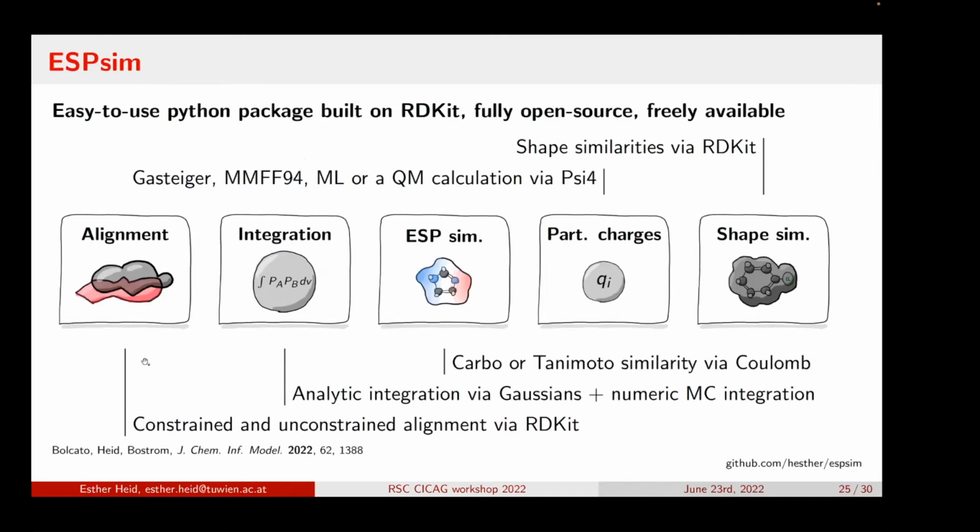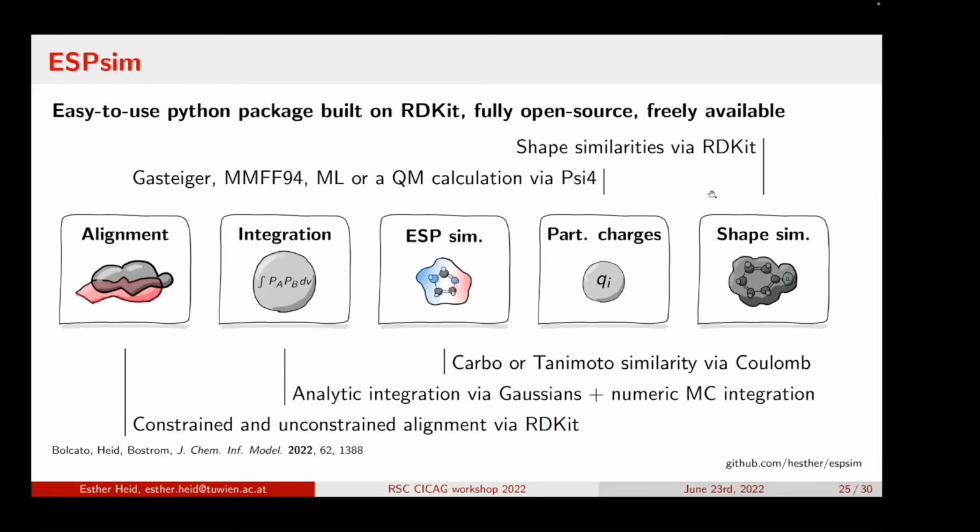So summing up, you have ESP-Sim that has all of these options. So you can align, you can integrate, you can compute the similarities. You have 4 different options for partial charges. There's actually one that I didn't talk about yet. You can also do QM calculations within ESP-Sim if you want to. We won't do that today. We will just focus on the other 3, but if you want to know how to do that, you can just ask me in the chat later.